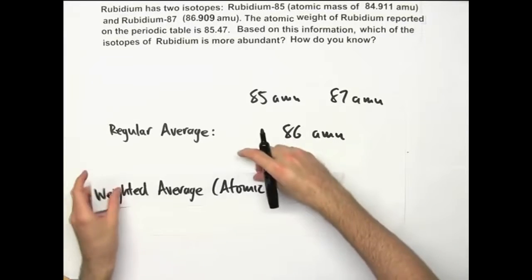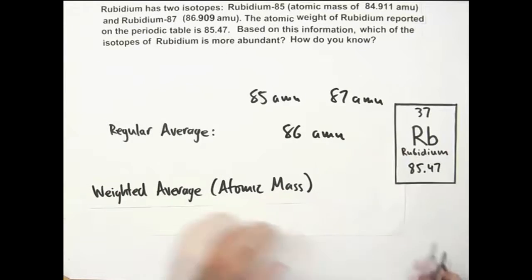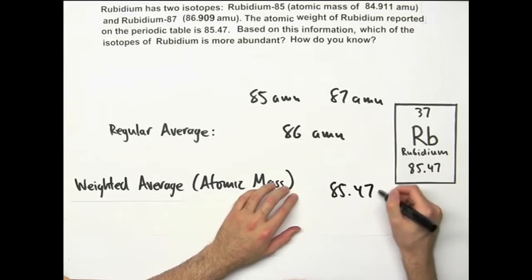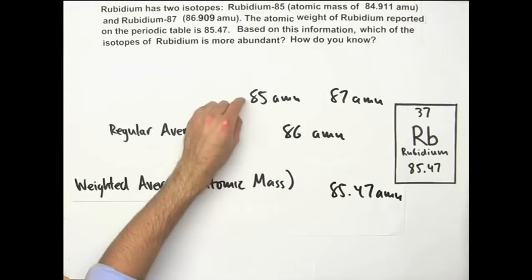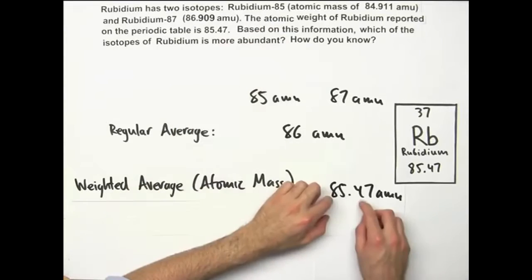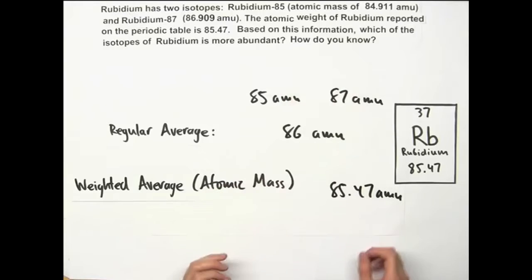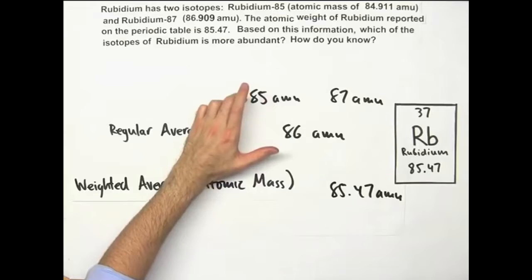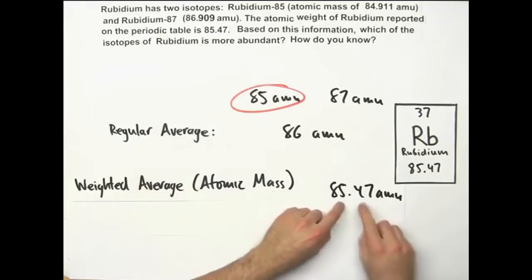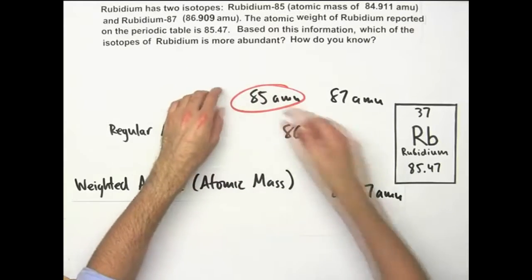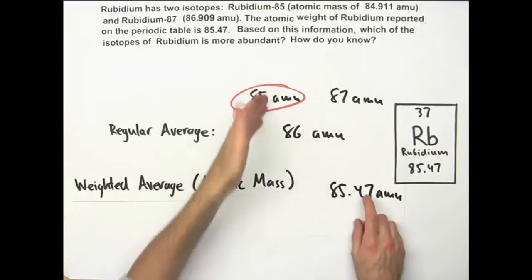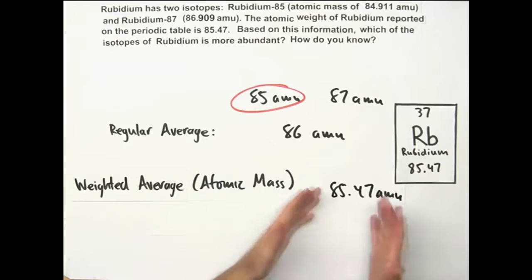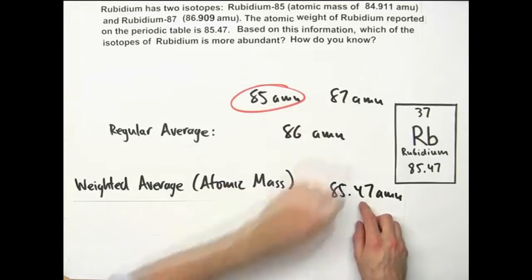But instead, we can tell from here and from the periodic table that the atomic mass of rubidium, the weighted average, isn't 86, it is 85.47 AMU. This means that it's closer to the mass of rubidium-85. It's not in the middle, and it's not close to 87. So that means that the weighted average is telling us that we have more rubidium-85 because this weighted average number is closer to this. So there's more of this that's pulling the weighted average number down. So rubidium-85 is more abundant because the atomic mass weighted average is closer to that than it is to this.